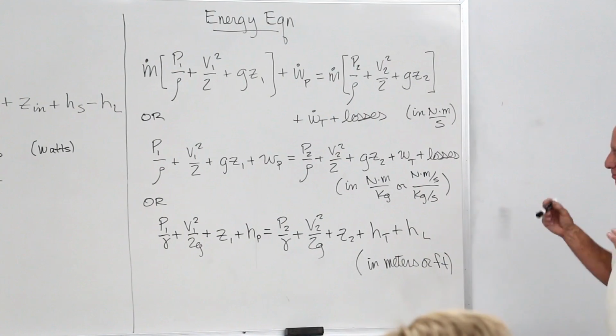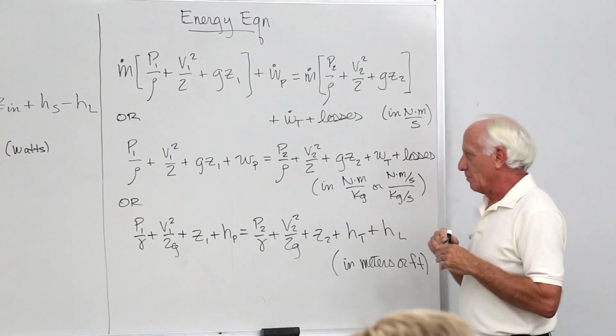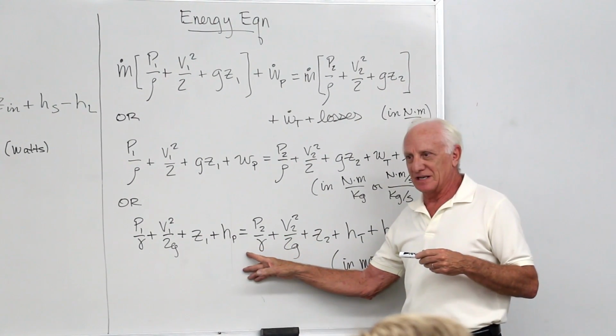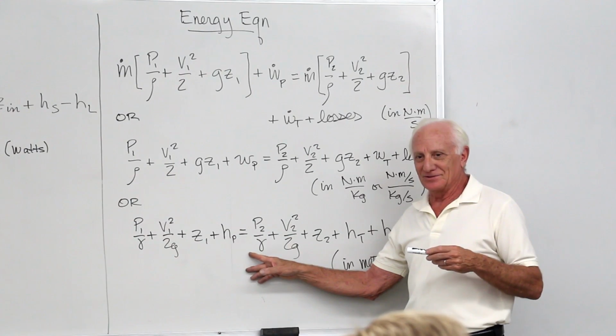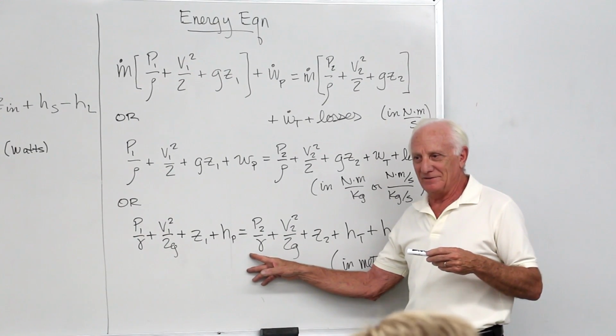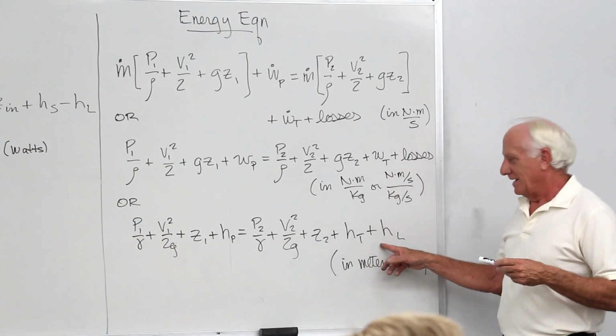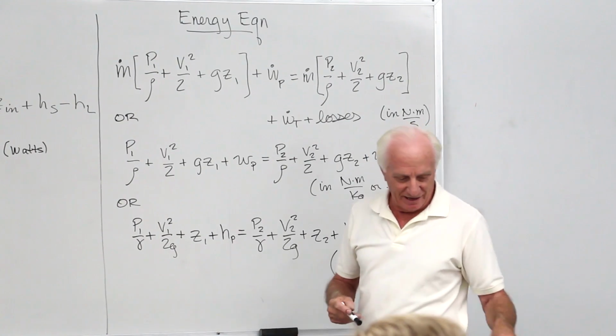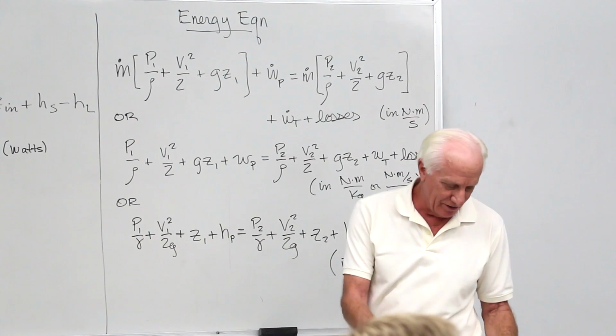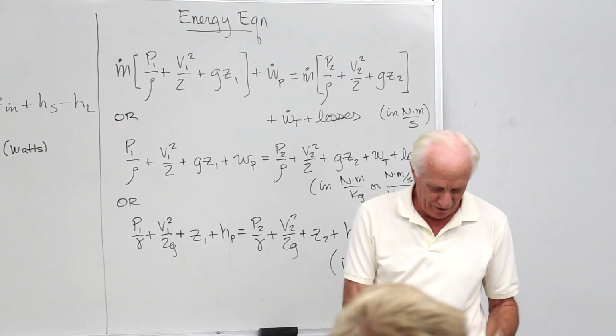Okay, and we'll work different forms. We'll probably mostly use the last one, just like in Bernoulli. We mostly used the last one. It was kind of convenient and simple. Everything is in meters or feet. That makes life a little bit easier when you can do it that way.